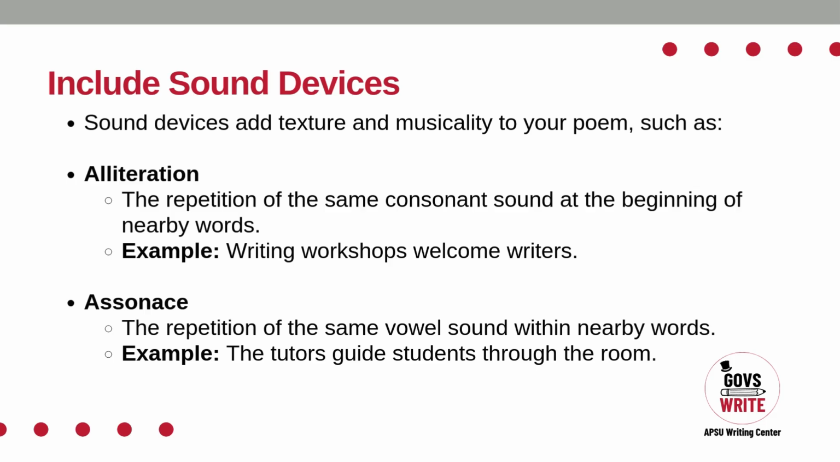Include sound devices. Sound devices add texture and musicality to your poetry. Sound devices include alliteration, which is the repetition of the same consonant sound at the beginning of nearby words. For example, writing workshops welcome writers. Assonance, which is the repetition of the same vowel sound within nearby words. For example, the tutors guide students through the room.